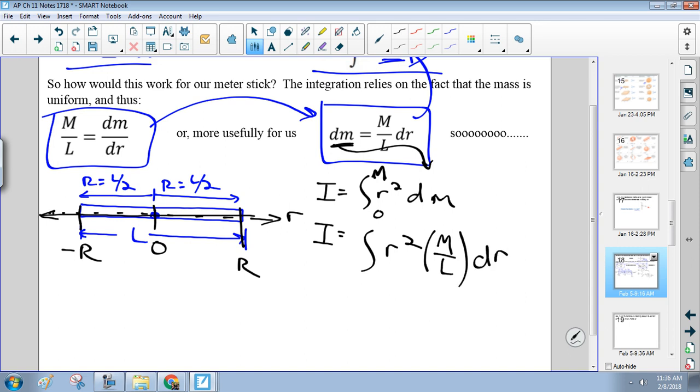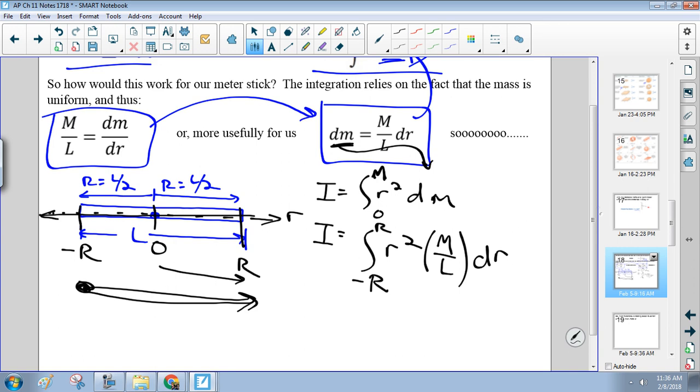Now I need to figure out the range of my r. To get the mass of the whole meter stick, I have to start at one end and go all the way to the other end. You can't just go from 0 to R, that would only give you half of it. So you have to go from negative R all the way to positive R. So we're going to integrate between negative capital R and positive capital R.